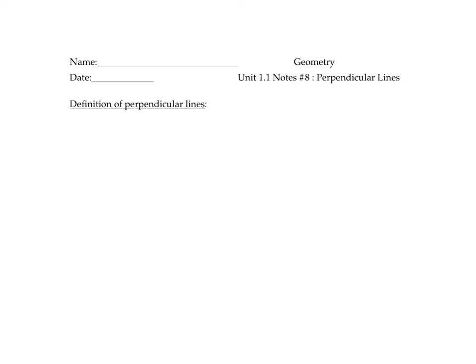In today's lesson from Unit 1.1, we'll be taking a look at notes number 8, which is all about perpendicular lines. The definition of perpendicular lines states that they are two lines that intersect to form right angles.